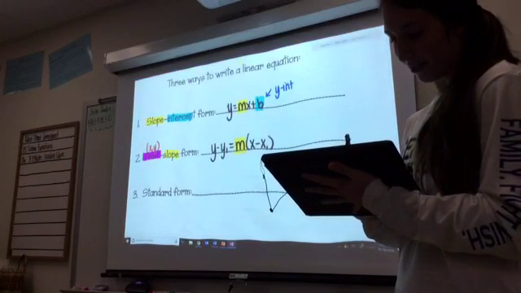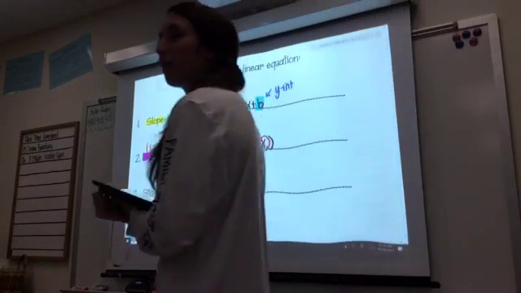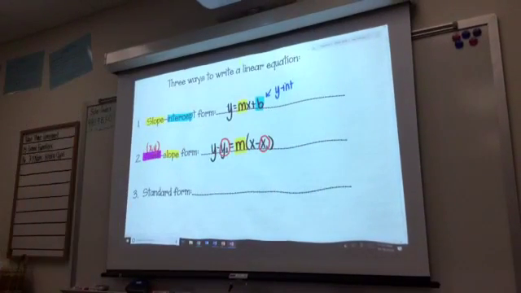So guess what your point is? It's these weird ones that have ones next to it. So your math people give you the point and the slope, and that's when you're going to use point-slope form.